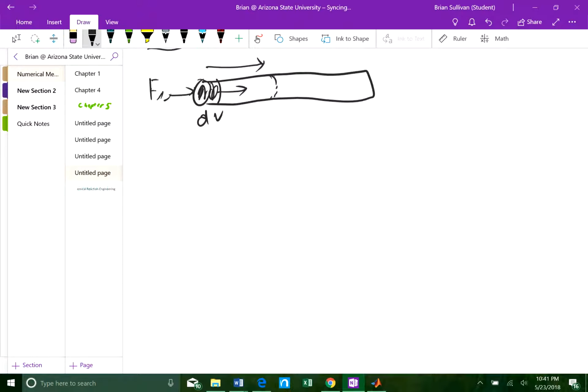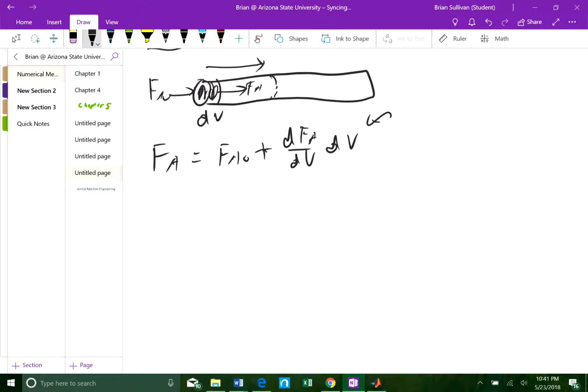Let's say you have FA0, and then over that differential volume, you come out with FA. So what is FA equal to? How do you write an expression for FA in terms of FA0? You could do it like this: FA is equal to FA0, what you start with, plus the characteristic change in the molar flow rate over the change in volume, times the change in volume.